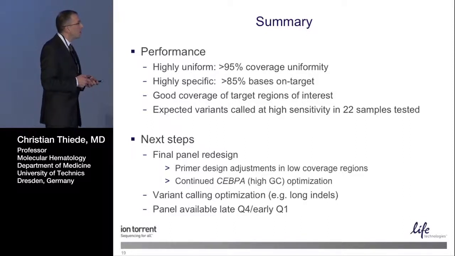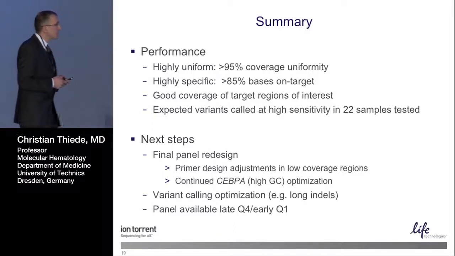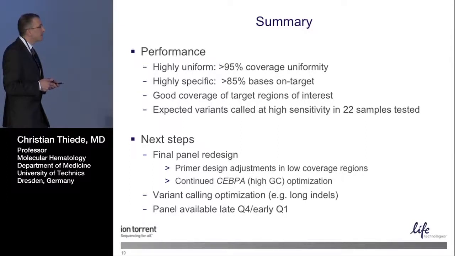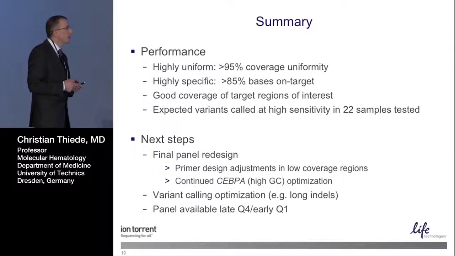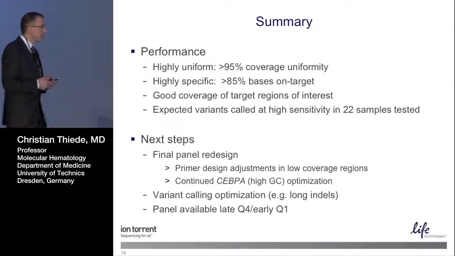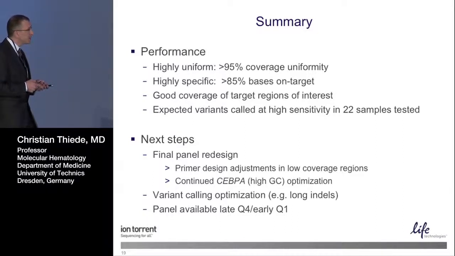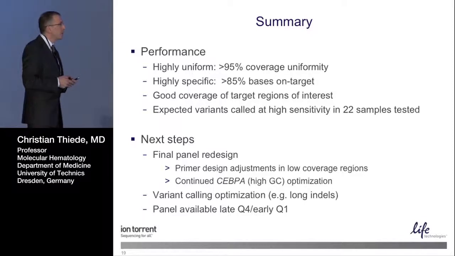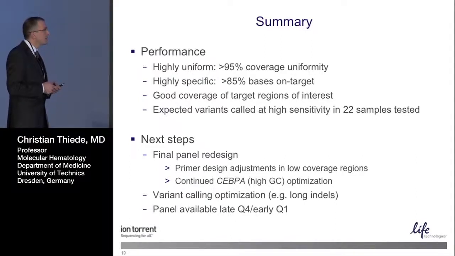And we called almost all of the mutations present in the sample. So the next steps will be to redesign the panel, and there will be some adaptations to have better coverage in some subgroups. And there are some genes included which have very problematic GC content, up to 80%, for example, for CEBPA, which will be challenging, but we are quite confident to solve this.